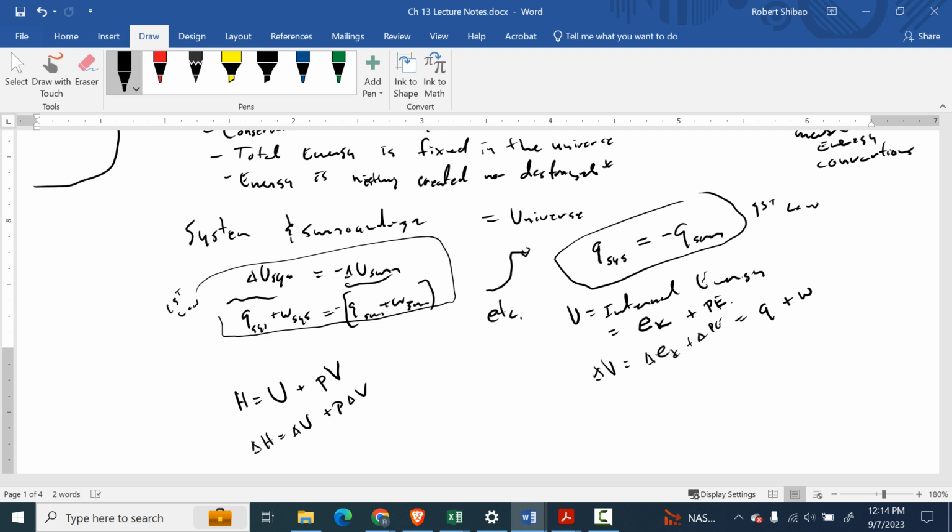Which one? P delta V? Yeah. Negative what? nRT. If PV equals nRT. PV equals nRT. Usually it's P delta V is equal to delta nRT. Or negative.